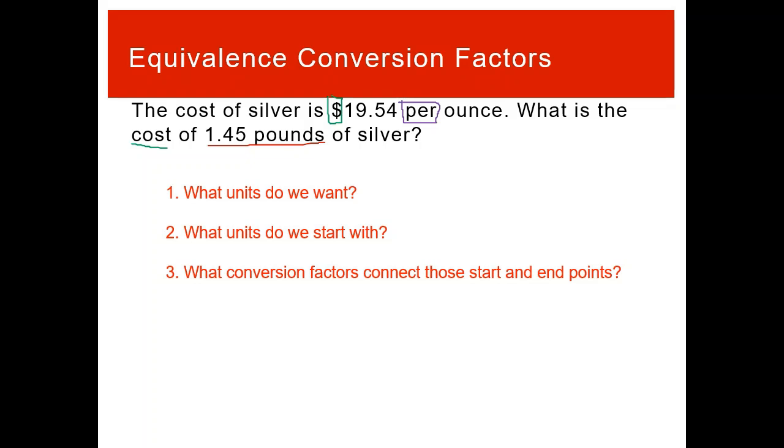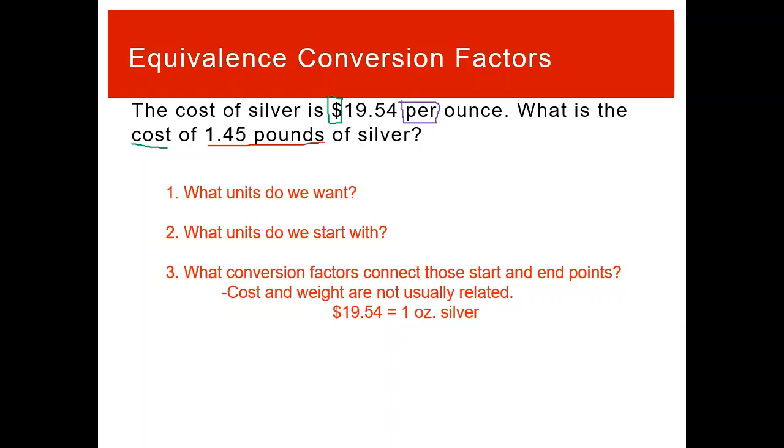Similarly, think about what conversion factors connect those start and end points. Even if we didn't notice the per and all that stuff, when we know we want to go from weight to cost, we can say those two things are not normally related, right? There is no generic relationship of dollars to pounds of anything. It's going to be based off of something that's specific to my material or what I'm looking at, right? A pound of water costs very different from a pound of printer ink. And so they have different relationships. And that's where this equivalence conversion factor comes in.